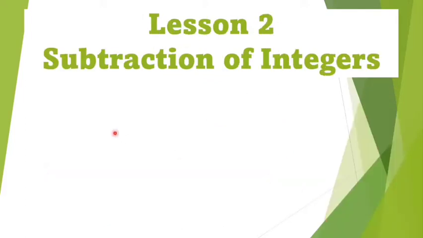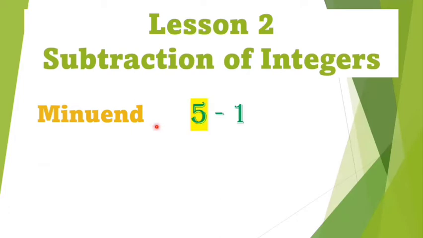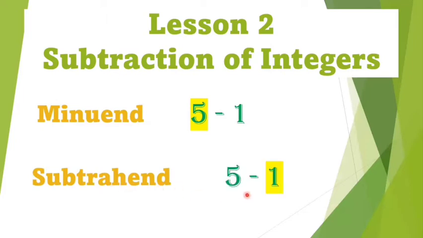But before we start, let us recall these words. What is a minuend? So, example, we have 5 minus 1. So, yung unang number before the minus sign or the operation sign ang tinatawag nating minuend. And of course, we also have the next one, the subtrahend. Ayan. If we use the same example 5 minus 1, then 1 here is what we call as the subtrahend or the number after the operation sign or the minus sign.